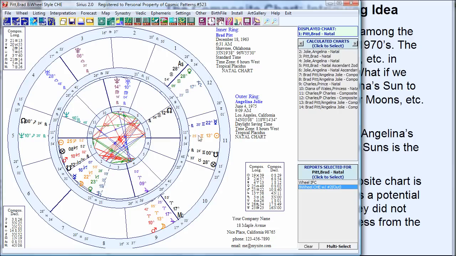Now, the idea of the composite chart is, what if you took Brad's sun and Angelina's sun and you collapsed them to be a merged sun? And what if we took his moon and her moon and we merged them together to make a new moon? How would we merge them together? Take the midpoint. So you take the point halfway in between the moons and you get this composite moon. Take the point halfway between his Mercury and her Mercury, you get a composite Mercury. So you get a new chart.